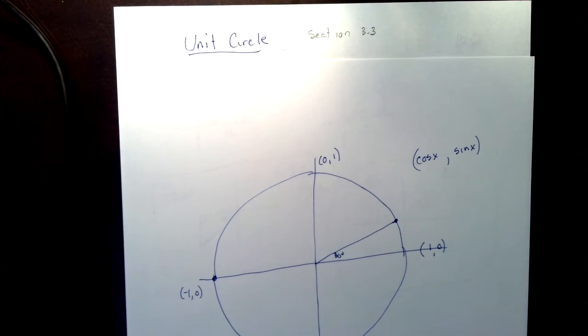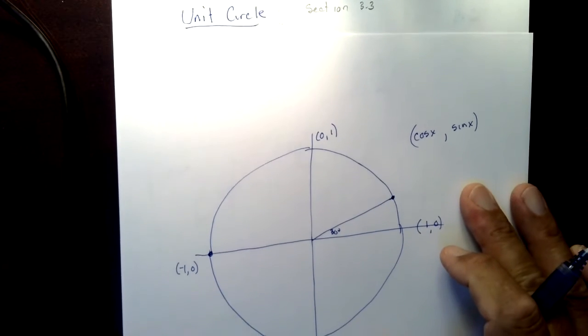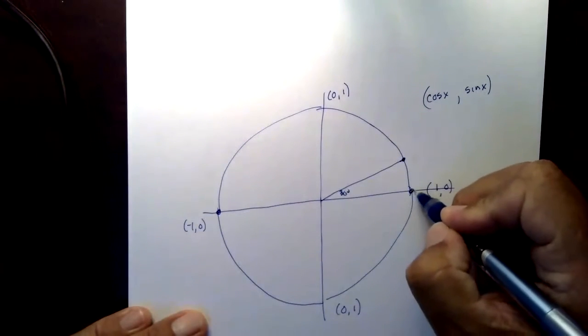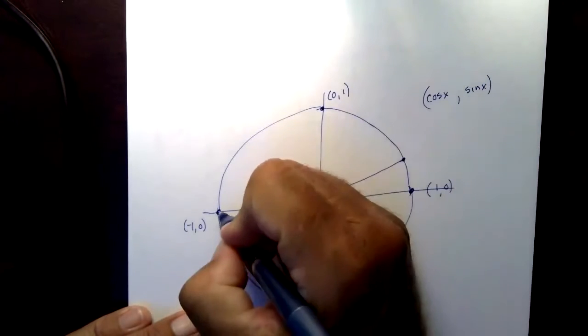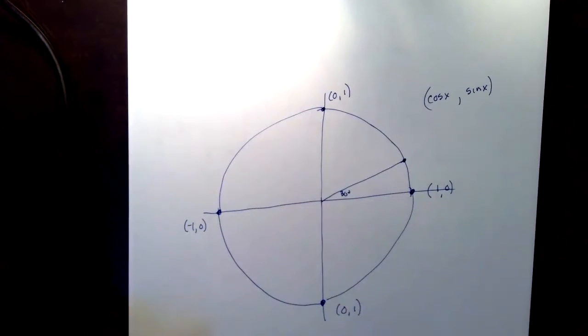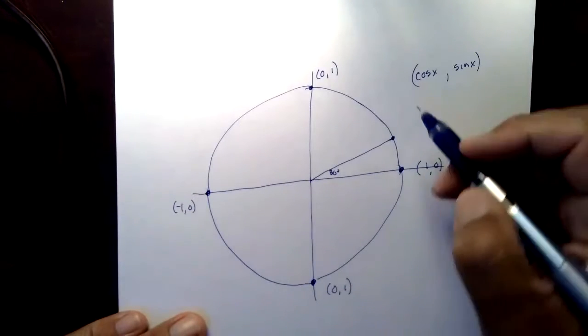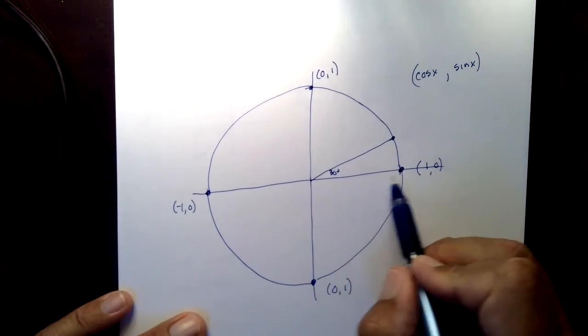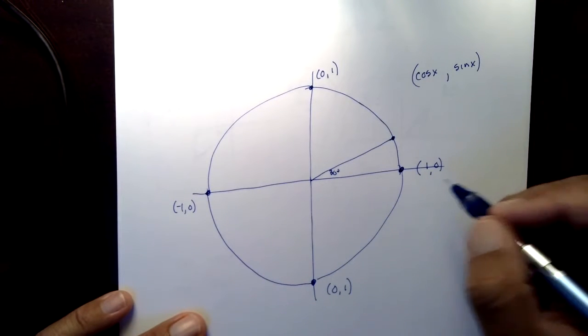So I was asked to make a short video about the unit circle. When we take a look at the unit circle, we do have 4 points that we should know automatically, okay? And they're on the X and Y axis. Because it's the unit circle, I'll always have a radius of 1.